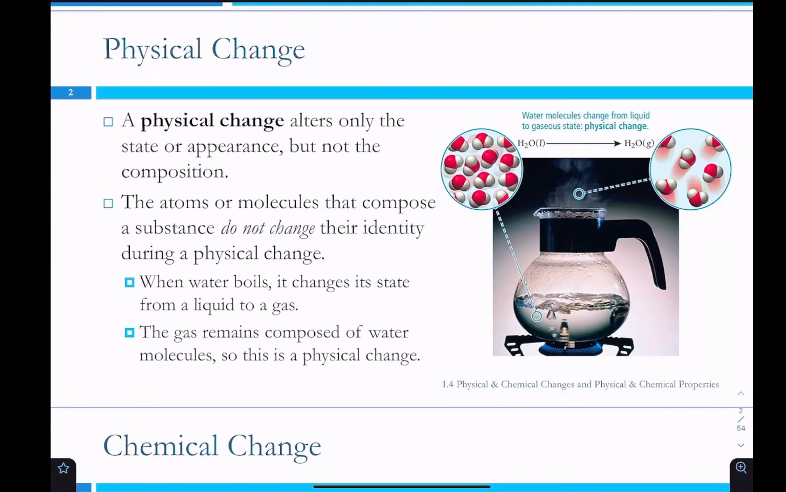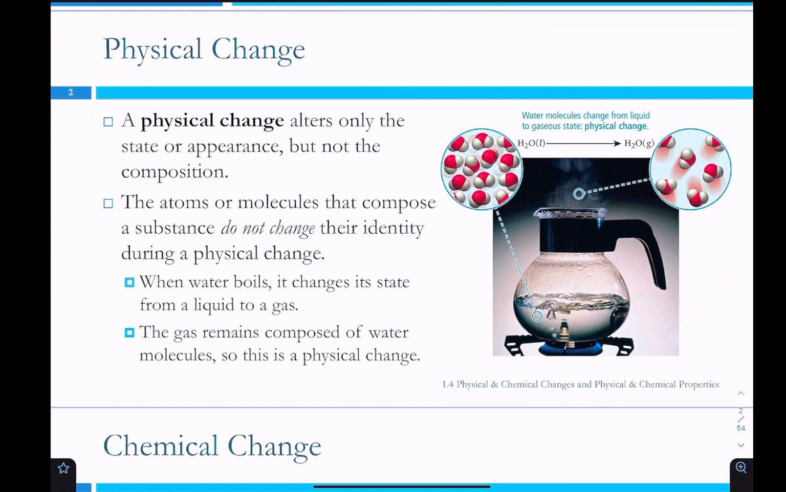So a physical change alters only the state or appearance, but not the composition. What I mean by the composition is that the actual atoms and molecules that make up that substance have not changed fundamentally. They're still the same atoms, they're still the same molecules. Their appearance may change, but fundamentally it's still the same compound. So they don't change their identity during a physical change.